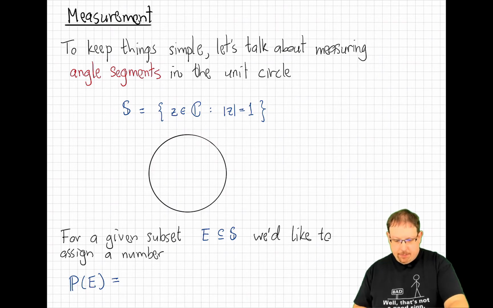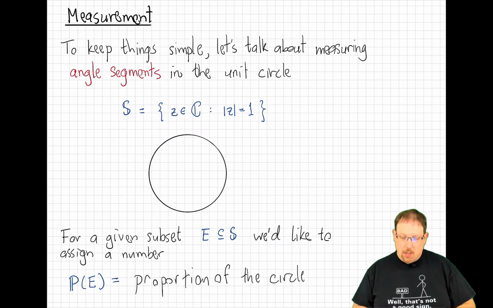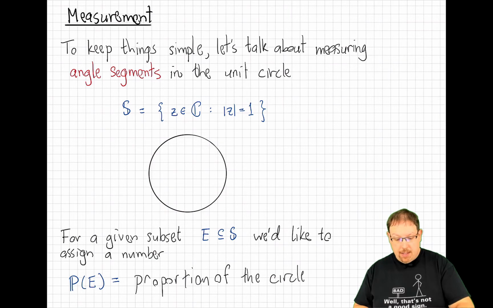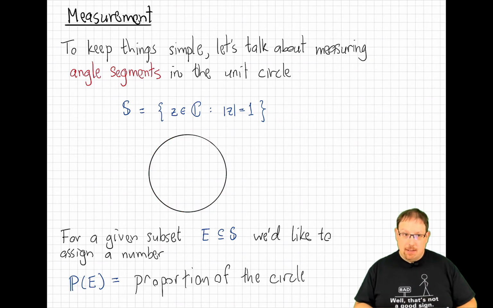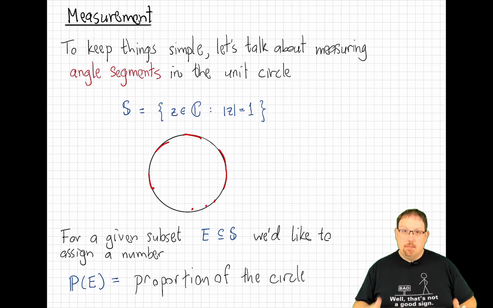So let's write that down. That's the proportion of the circle. So that's going to be a number between 0 and 1. The only thing that is proportion 1 is the whole circle. The empty set is proportion 0. And some things in between, like this collection of intervals around there, maybe a few dots down here, is going to be measured by some proportion in between 0 and 1.